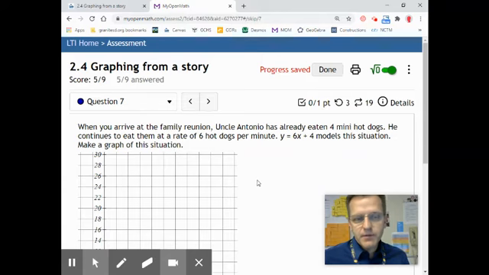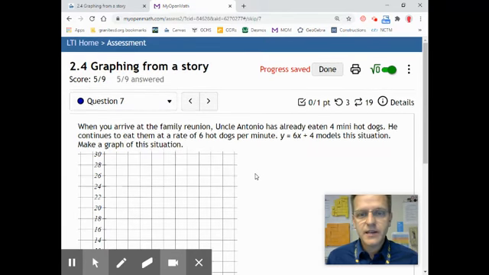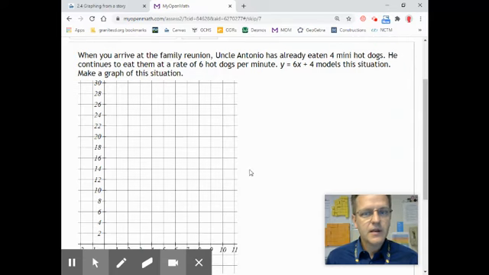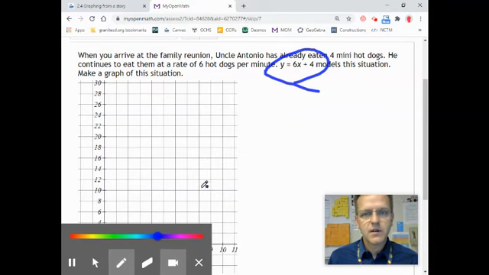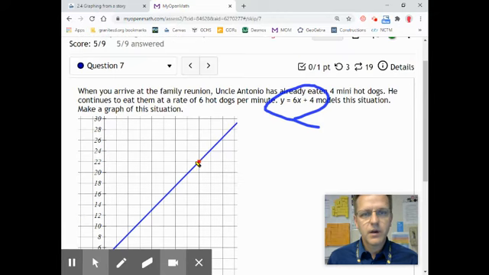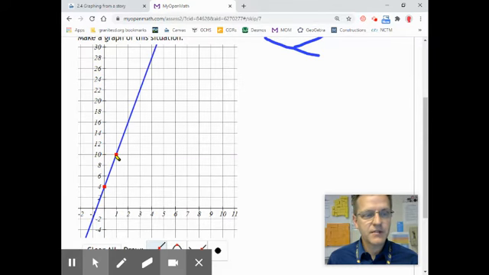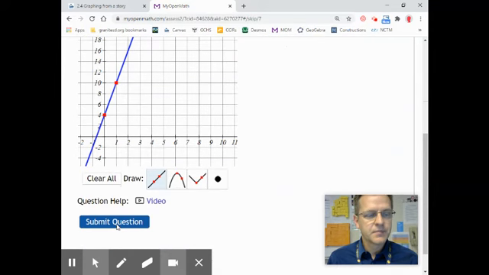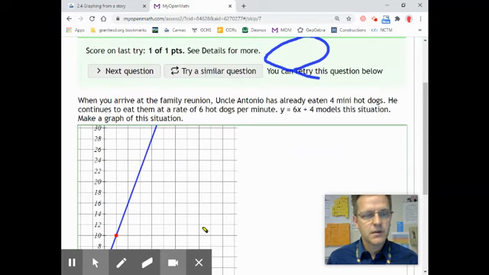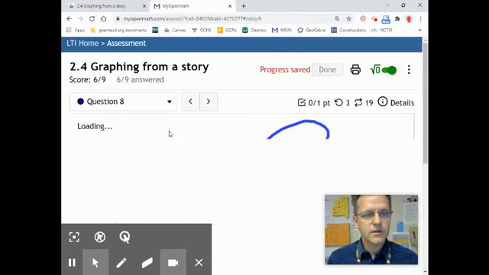When you arrive at the family reunion, Uncle Antonio has already eaten 4 mini hot dogs, and he keeps eating them at 6 hot dogs a minute. Crazy. So we have the equation right here. So what do we need to do? We need to start at 4, and we're going up 6 every time. So you don't just go up 6, you go up 6 every time. That means over 1. Up 6, over 1. Up 6, over 1. Cool. Very good. Let's go on to the next one.